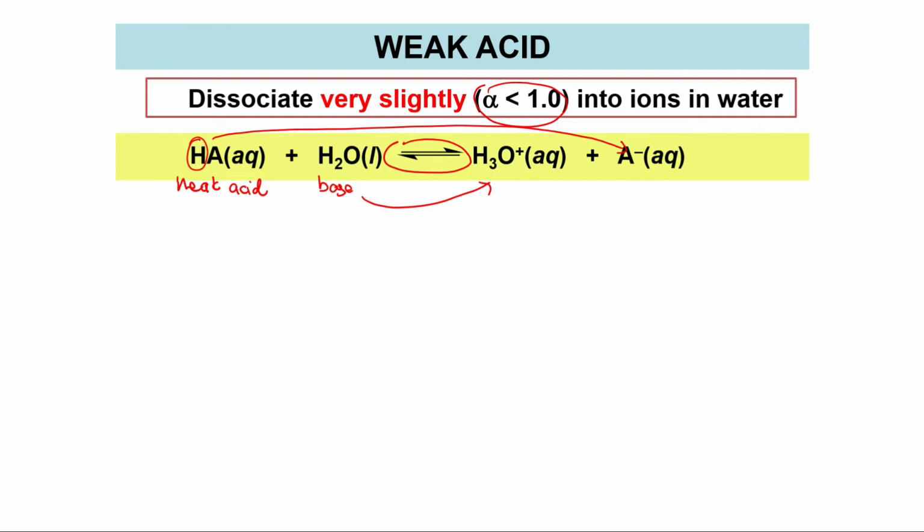So when we say HA, which represents the weak acid, dissociates very slightly, that means it does not react completely. So at the end of the reaction, what are the species remaining in the reacting vessel? Do we have any HA left? Yes, because HA does not react completely or dissociate completely. Therefore, at the end of the reaction, there is still HA or weak acid remaining in the reacting vessel, of course plus its ions.